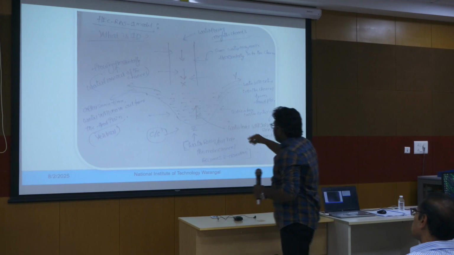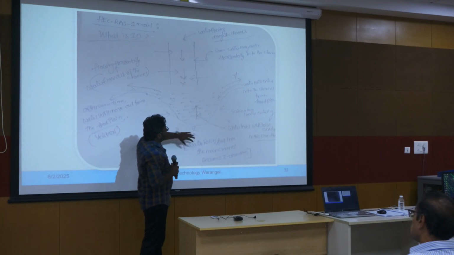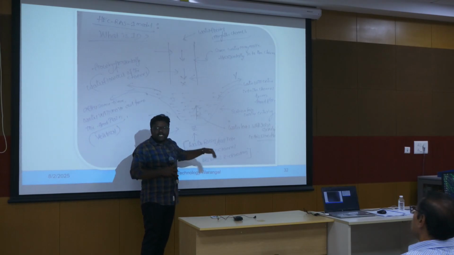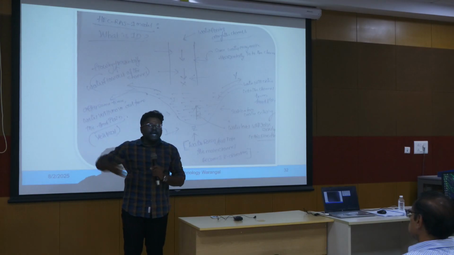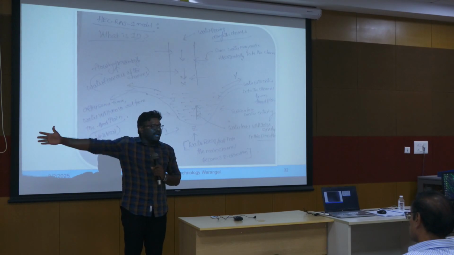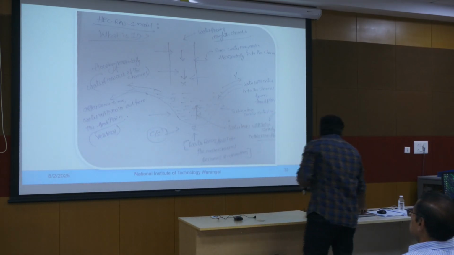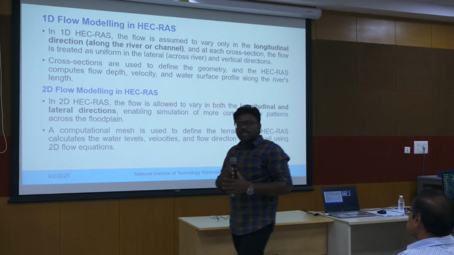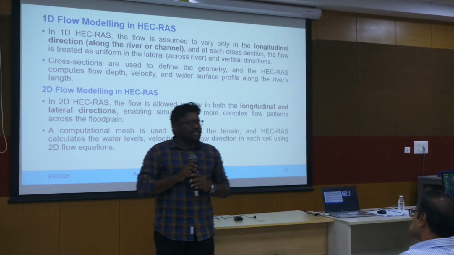But anyway, that direction will come only when the water fills up. So we are mainly focusing on how the water is flowing along the x direction, and in the y direction how the water is elongated. So these two we will consider. This is the difference between 1D and 2D. If you focus only along the direction of the river, then it is 1D.